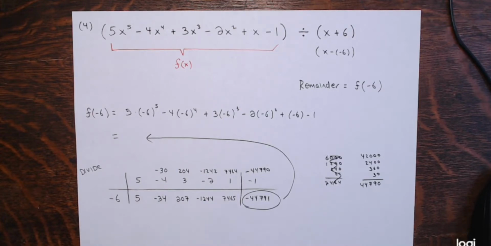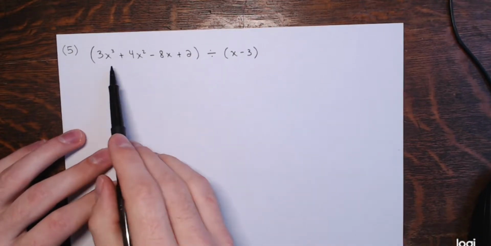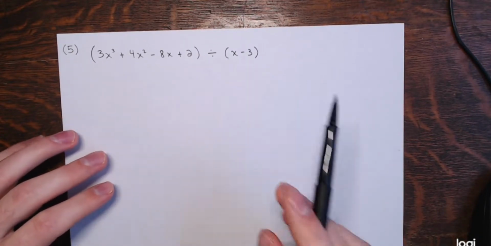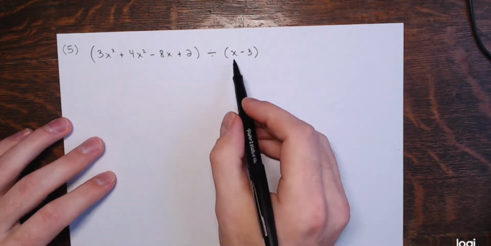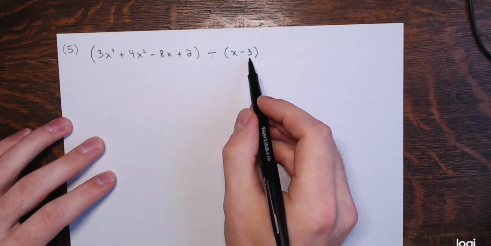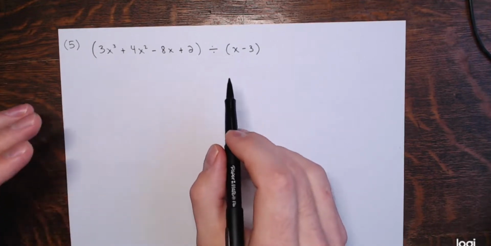All right. And then I got one final example, hopefully with some smaller numbers here. So once again, we're asked to find the remainder. What would be the remainder when you divide these two? We're dividing by x minus 3, right? A linear with a lead coefficient of 1. So that remainder theorem will apply.